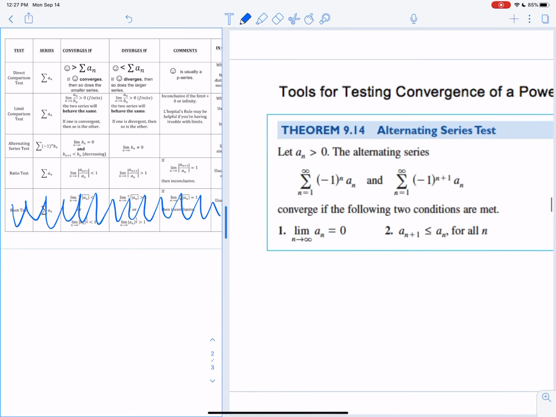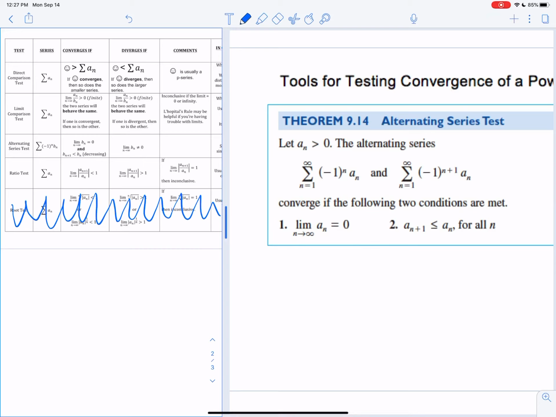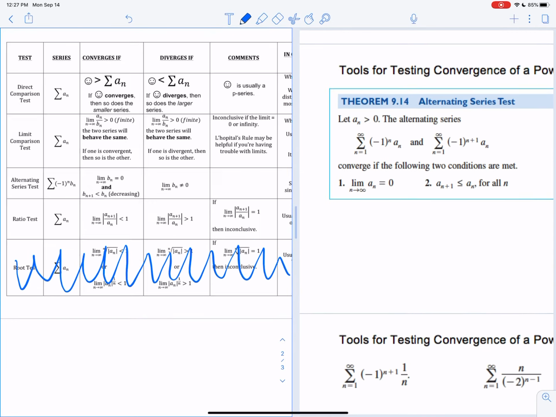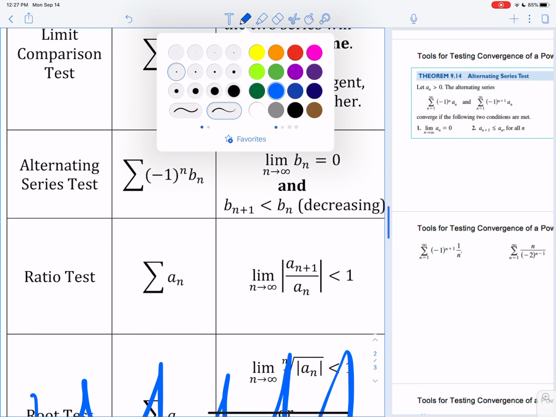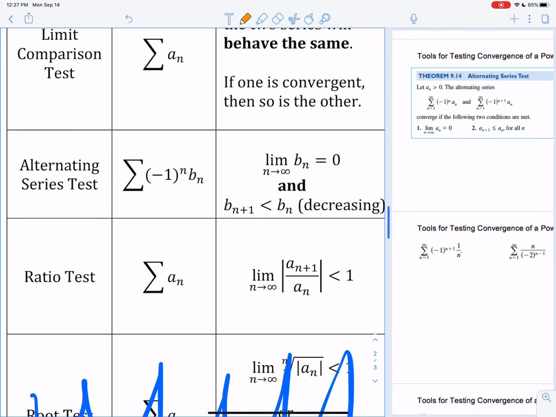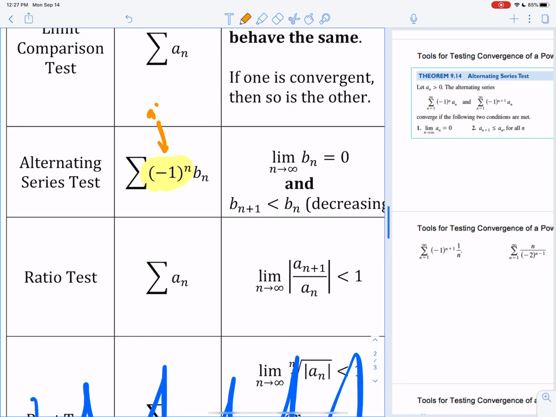This right here is the formal definition for the alternating series test. I'm going to break it down for you guys over here. The alternating series test is basically this: when you have an alternating series, you use the alternating series test. You're familiar that when the terms of a series alternate in sign, you occasionally run into this -1 to the nth power, or -1 to the something power. That is what makes it alternate.